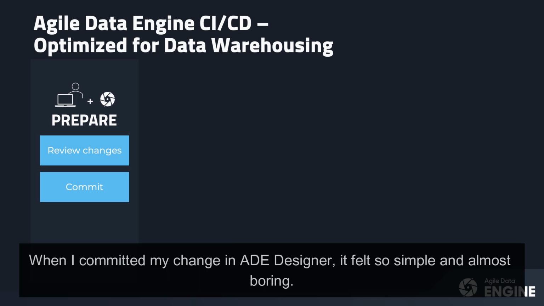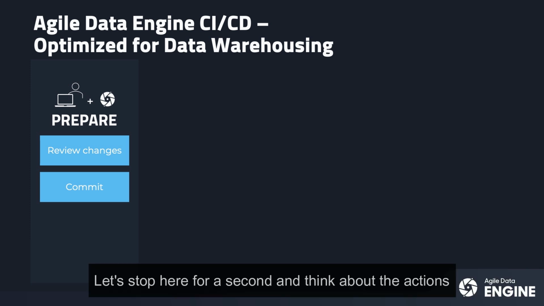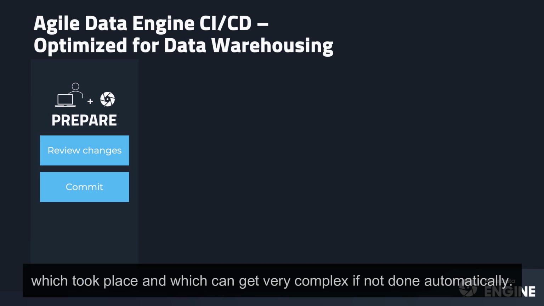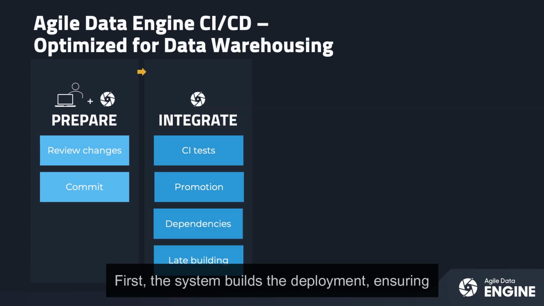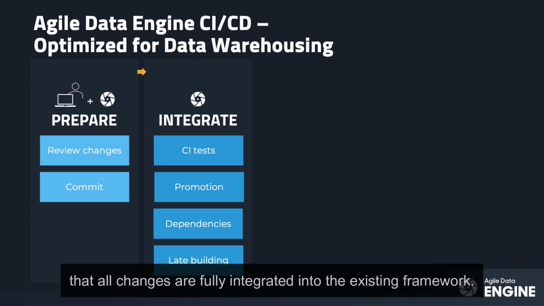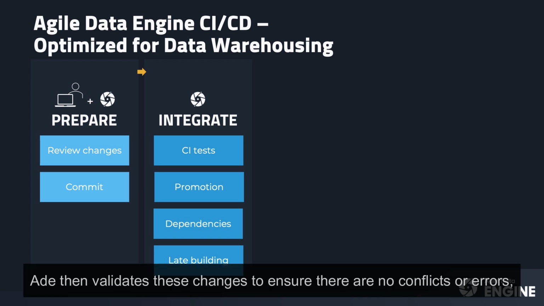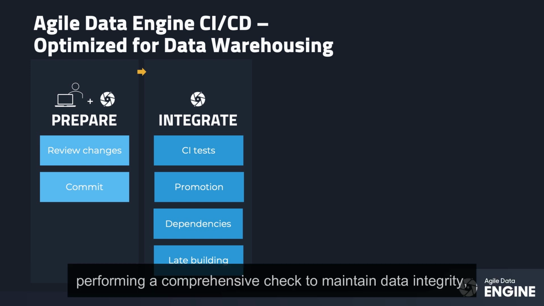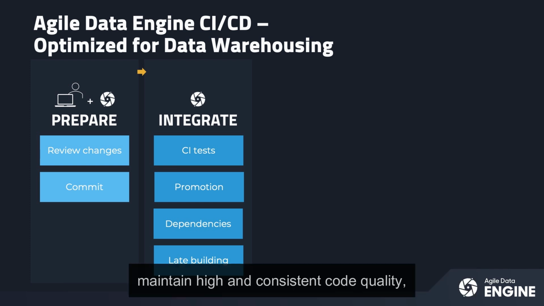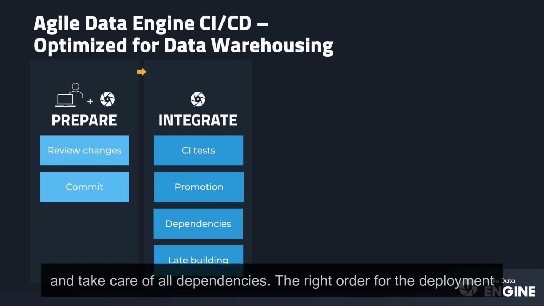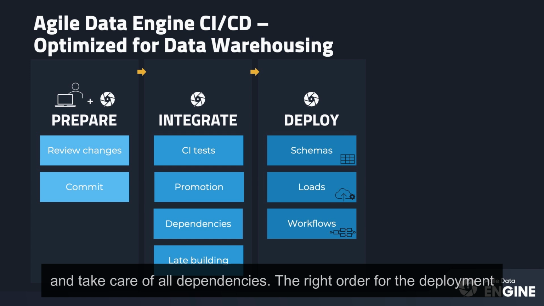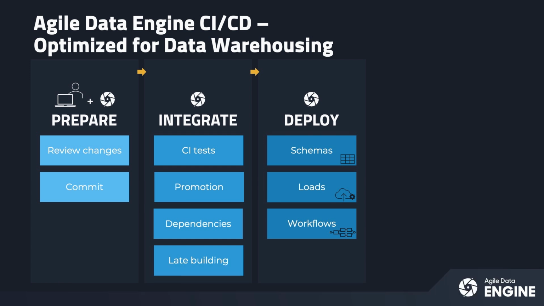When I committed my change in ADE Designer, it felt so simple and almost boring. Let's stop here for a second and think about the actions which took place and which can get very complex if not done automatically. First, the system builds the deployment, ensuring that all changes are fully integrated into the existing framework. ADE then validates these changes to ensure there are no conflicts or errors, performing a comprehensive check to maintain data integrity, maintain high and consistent code quality and take care of all dependencies. The right order for the deployment and timing is determined.